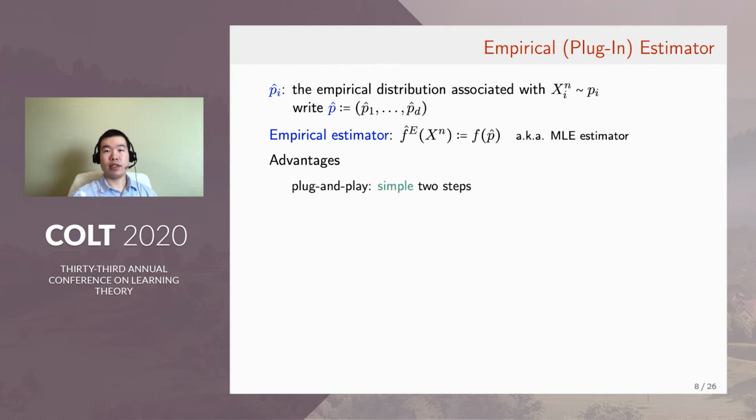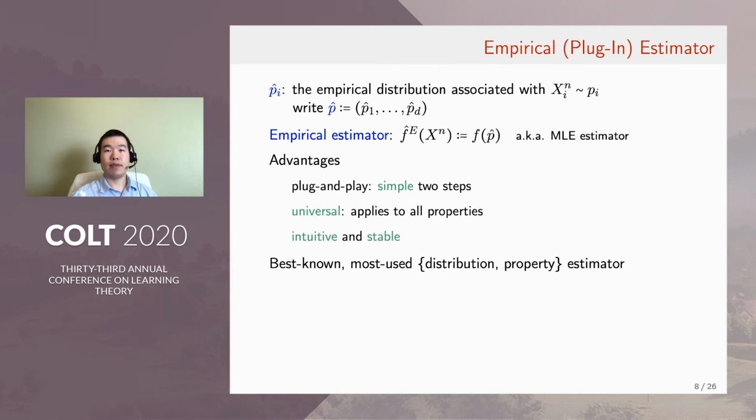Here are some advantages of this approach. It's very simple, it's universal and applies to all properties. It's very intuitive and practically stable. It is the best known, most used distribution property estimator.